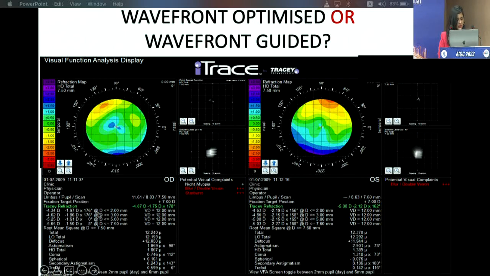So in this patient, if you can see, the total aberrations are around 12 micrometers, out of which the lower order total is almost 12.2 and 12.19. So there's not much of higher order aberrations. The iTrace also gives you potential visual complaints of the patient, such as night myopia, blurred vision, starburst, etc. So in this patient, we see that the higher order aberrations are not much, so we can go for a wavefront optimized rather than a wavefront guided treatment.